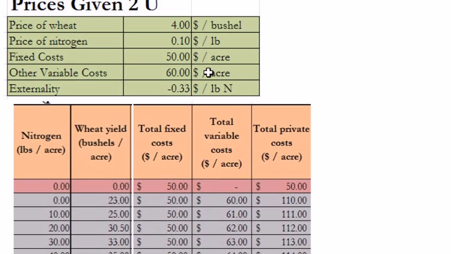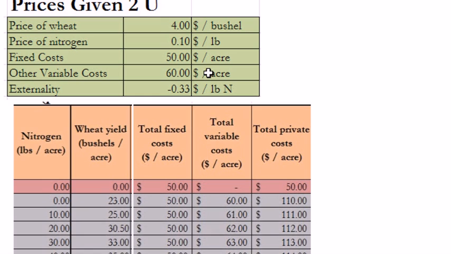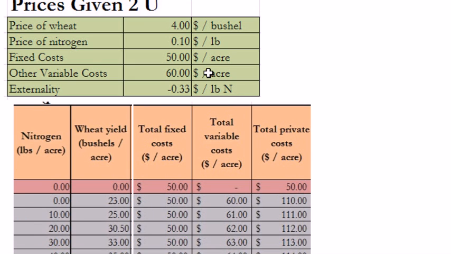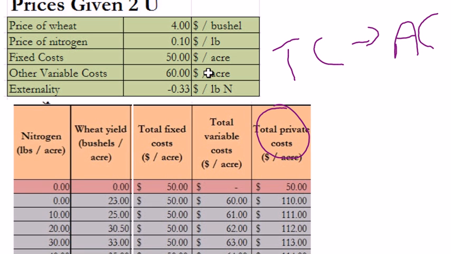Let me remind you where we're starting from. These are the kind of problems where I give you the relationship between nitrogen and wheat yield, and I give you prices like the price of wheat, the price of nitrogen, and then you should be able to calculate all these types of costs. And first I want to look at going from total cost to average cost.